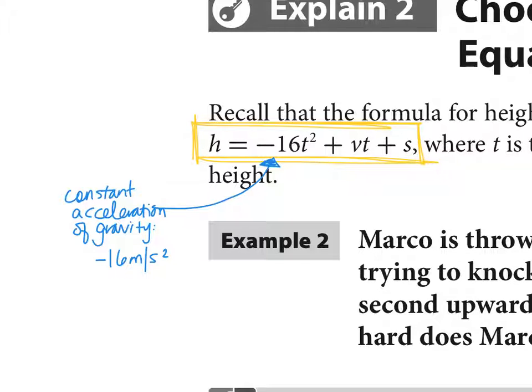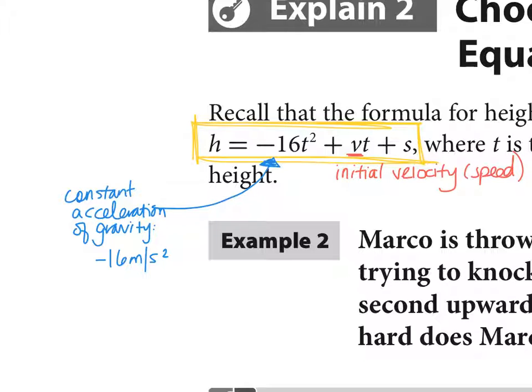I know you've probably heard before that if you like drop a penny from the Empire State Building, it could kill somebody, and that's because it's taking so long to fall that it's speeding up 16 meters per second every second that it's falling. So by the time it hits the ground, it's going crazy, crazy fast, even though it's super, super small.